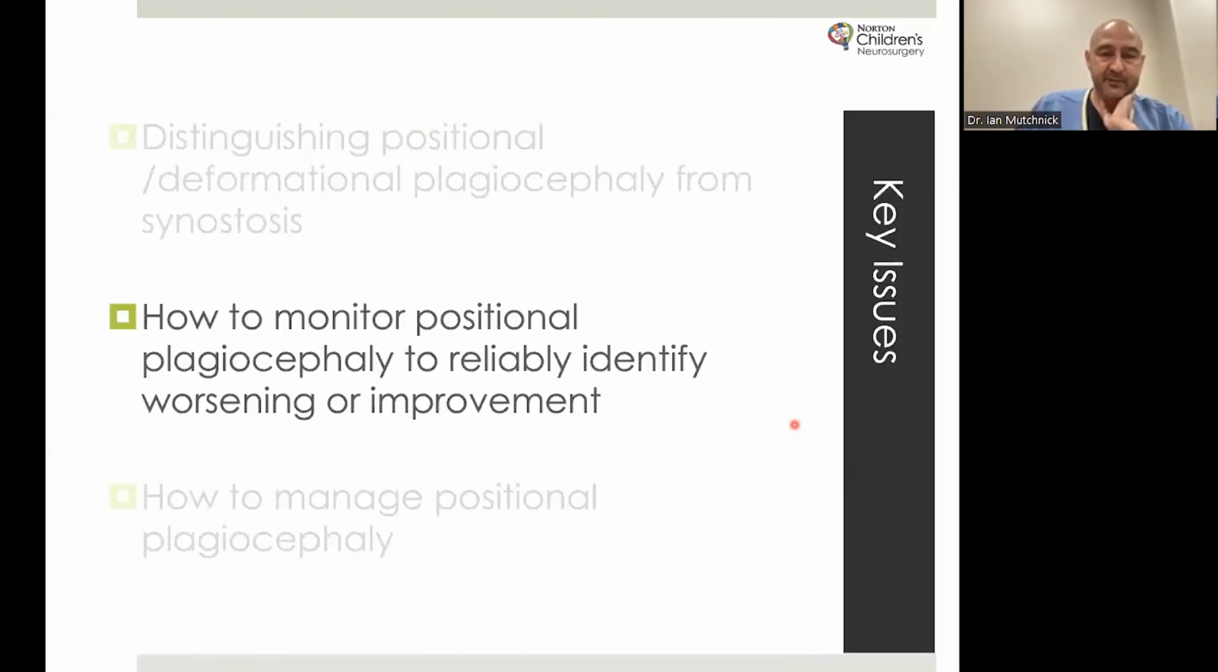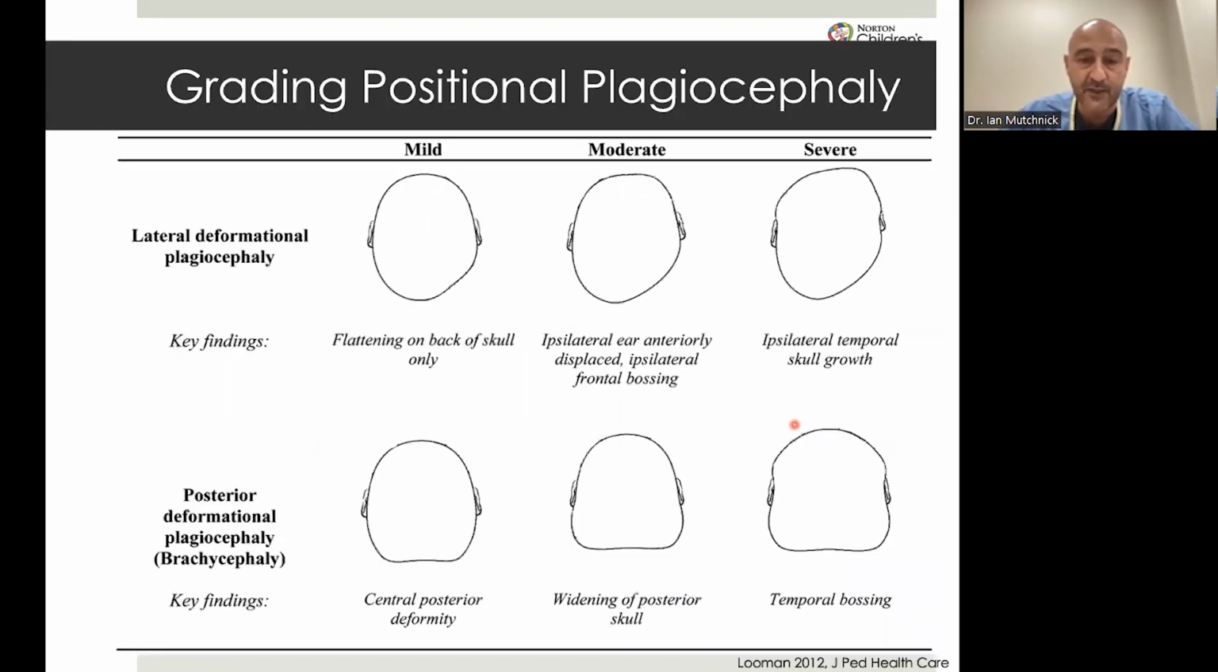How do you monitor positional plagiocephaly? I actually don't do this anymore because I reassure the patients and send them on their way, tell them to call me if anything changes. But you may choose to do this. Here is a grading scale for lateral versus posterior deformational plagiocephaly.